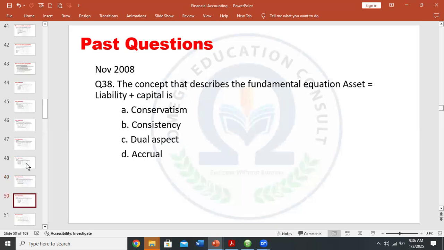Great. The concept that describes the fundamental equation, asset equals liabilities plus capital, is it accrual? Is it consistency? Is it conservatism or dual aspect? The concept that describes the fundamental equation, asset equals capital plus liability. Which of these? I think you would have to apply the knowledge you've gotten from all the concepts. Which of them describes the fundamental principle in accounting?